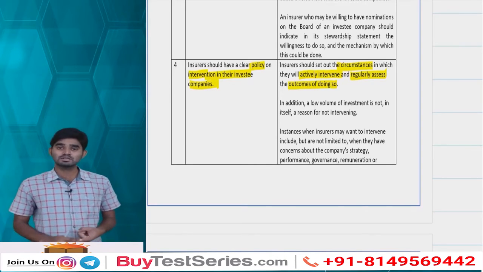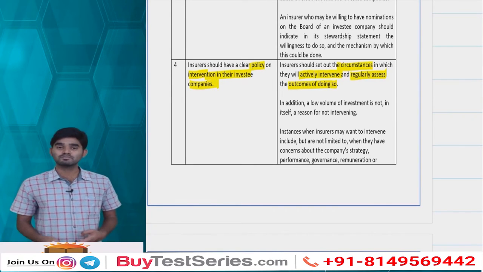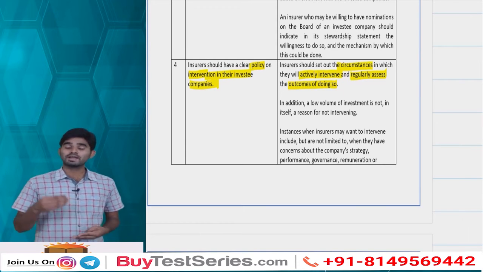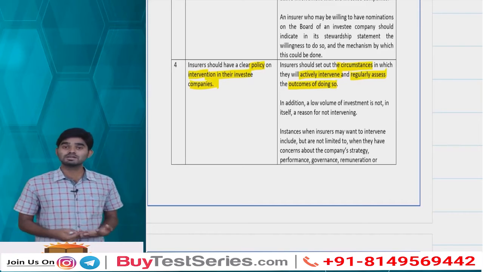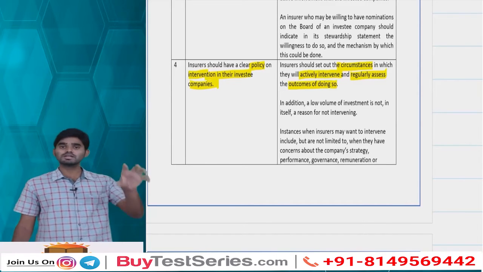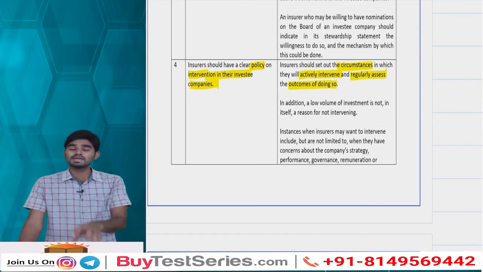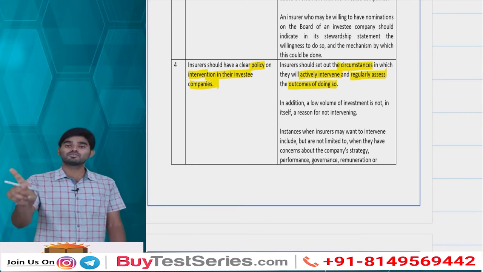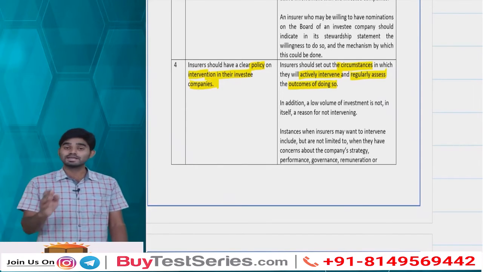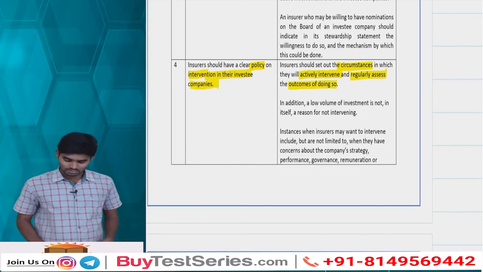By attending the meetings, or by nominating a director, or by making a performance evaluation at periodical intervals, or based on the financials, the non-financials, the leadership qualities, the succession planning. What are your parameters, what are your circumstances whereby you're going to engage yourself with that investee company, irrespective of the amount of investment you made? Very important. Irrespective of the amount you have invested in that investee company. That is what it says.